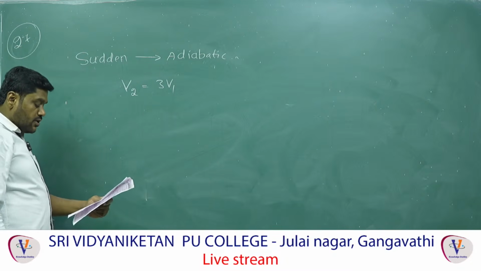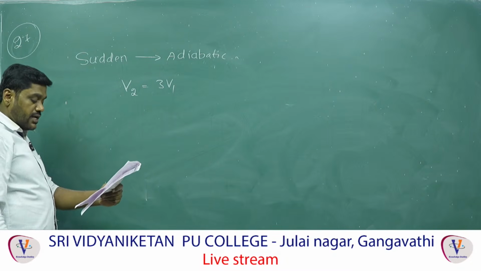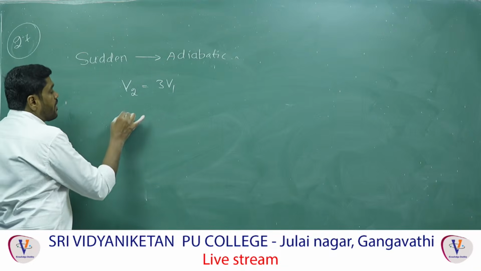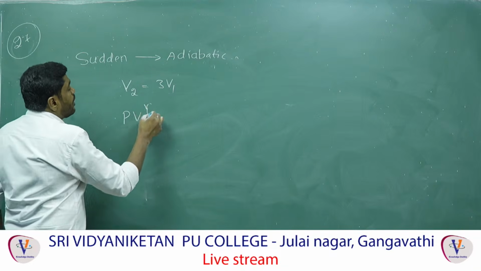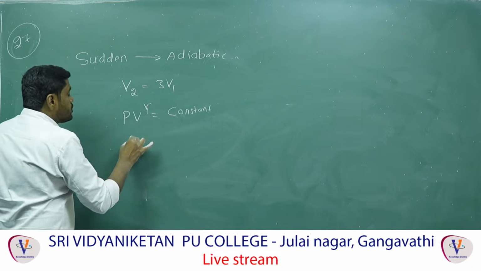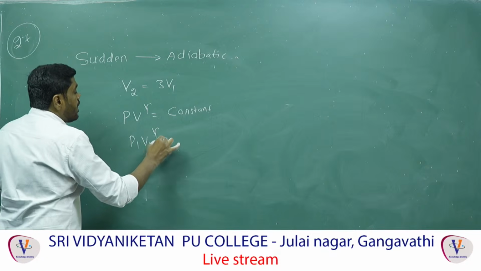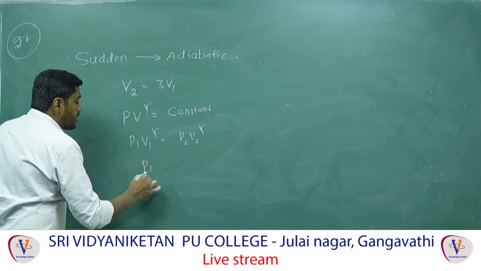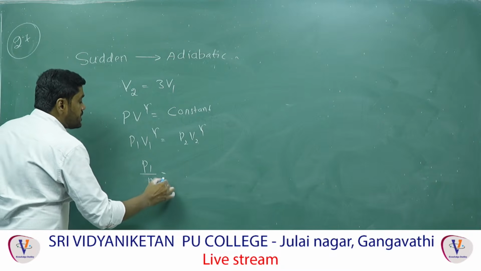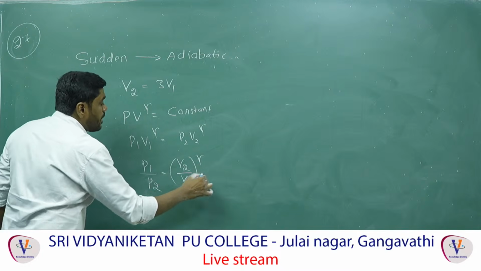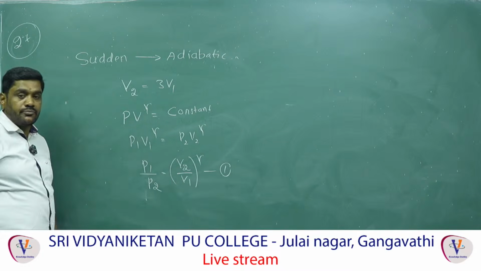Now the question is, what is the ratio of the pressure, they are asking. So for the ratio of the pressure, the formula is PV to the power gamma is equal to constant. So P1 V1 power gamma is equal to P2 V2 power gamma. Therefore the pressure ratio P1 by P2 is equal to V2 by V1 whole power gamma. Let me take this as equation number 1.